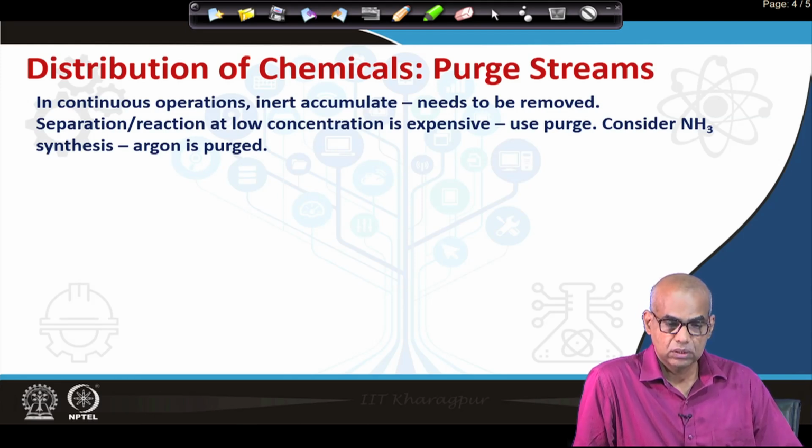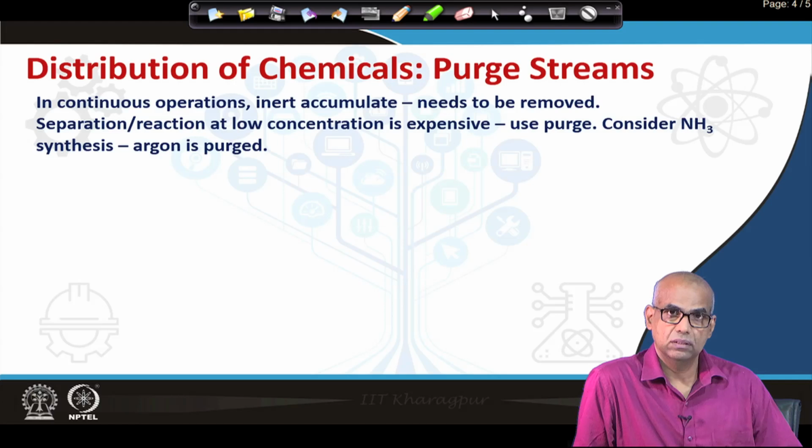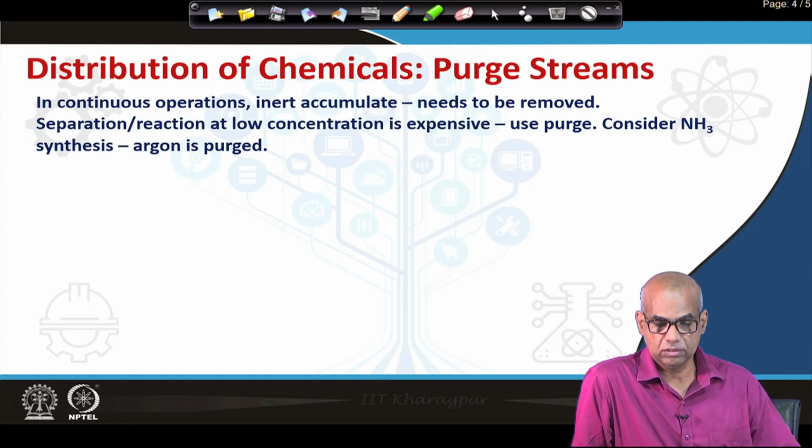Now, the inert will be present in small quantity in the beginning. So, separation or reactions at low concentrations is expensive. So, if you are thinking of separation or reaction to remove the inert, it will be expensive because the inert will be present at low concentrations. So, use purge. We have already seen in previous lectures how argon is purged in ammonia synthesis.